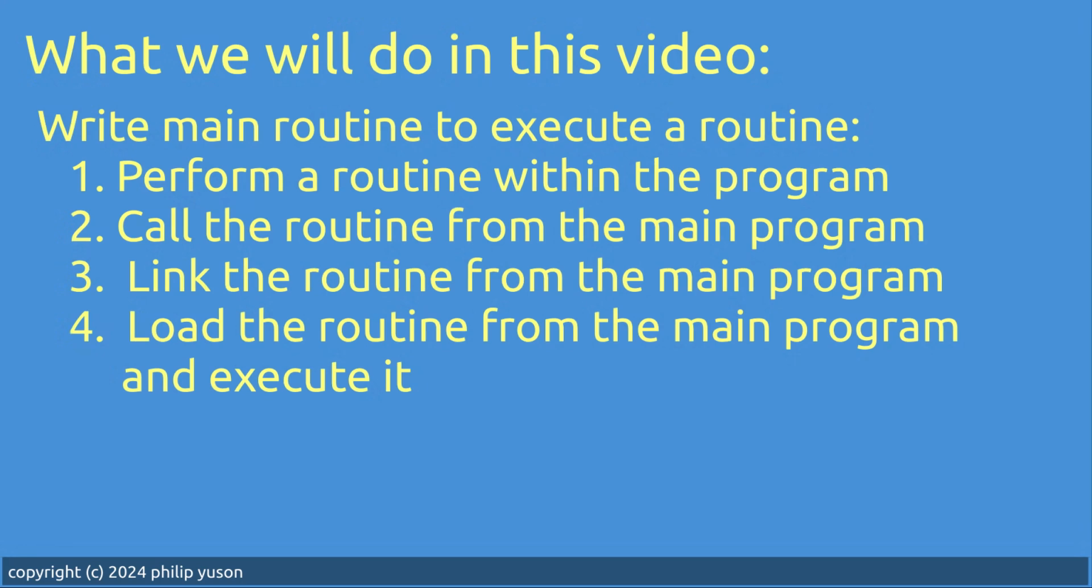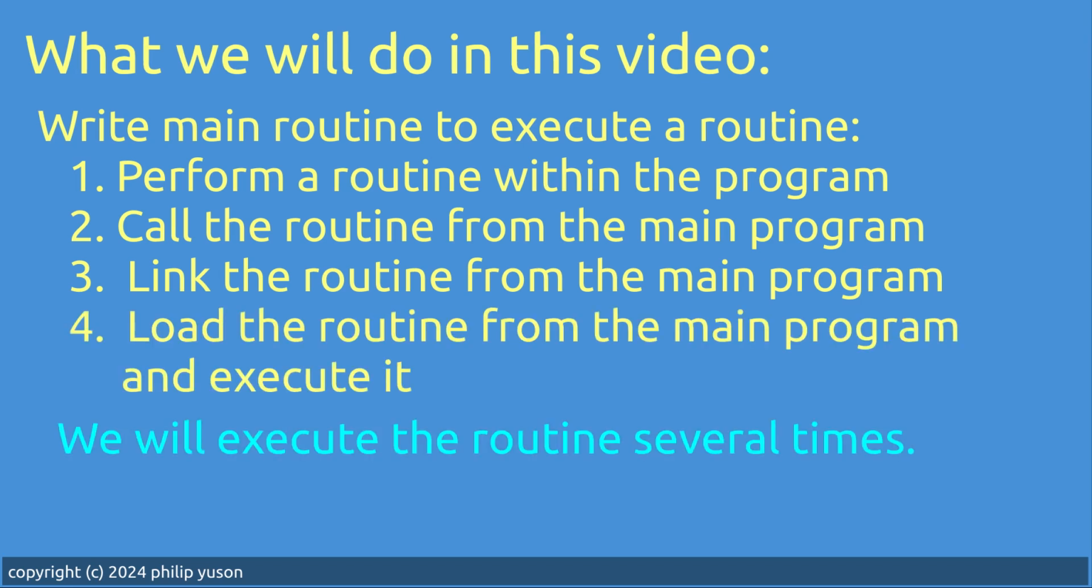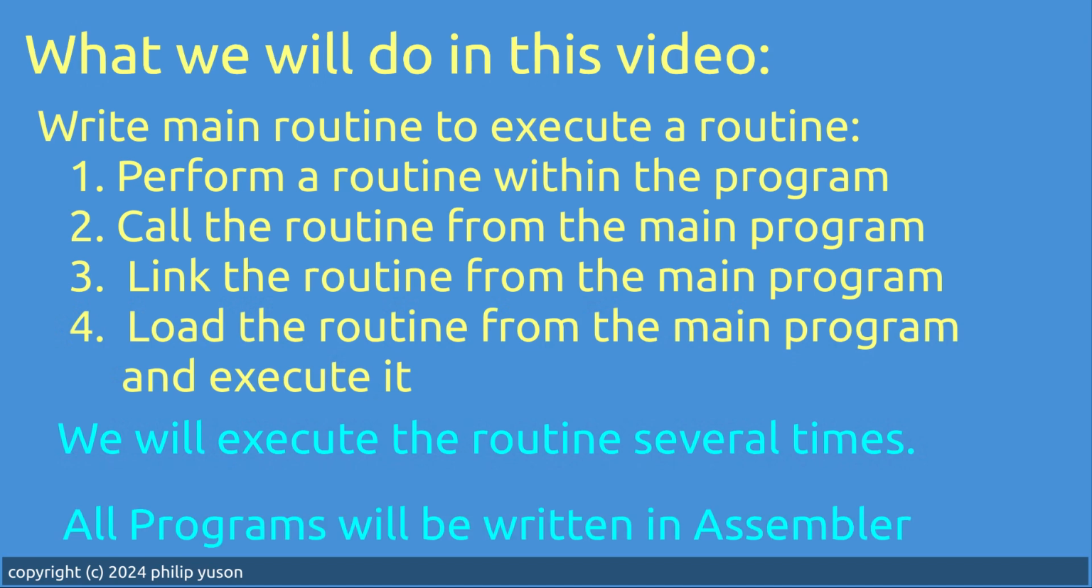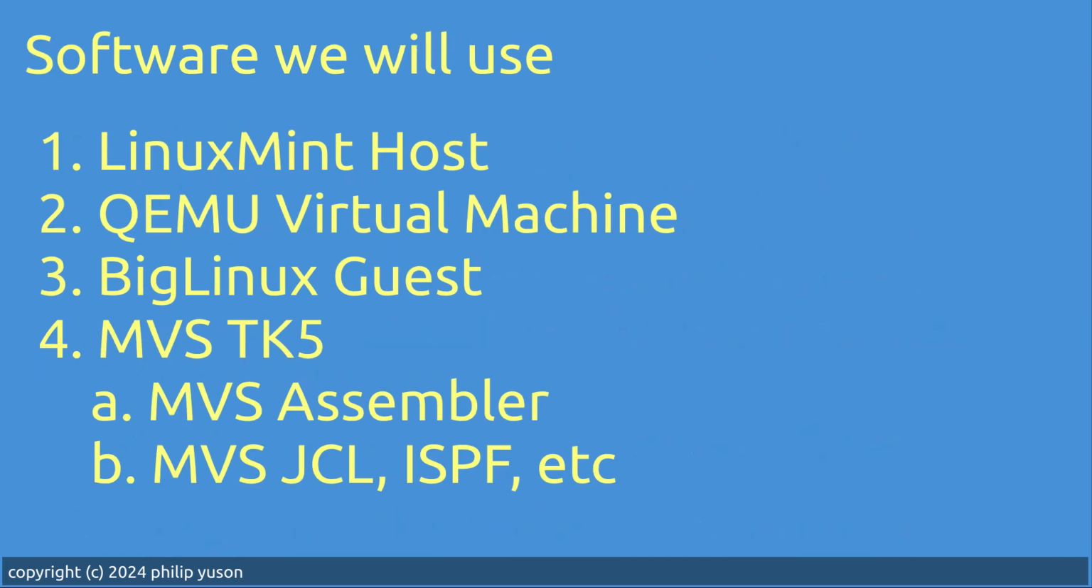And what will we do in this video? We will write a main routine to execute a routine. We'll perform that routine within the program. We will call the routine from the main program. We'll link the routine from the main program, and we will load the routine from the main program. We will execute these routines several times, and all programs will be written in assembler. Listed here are the software that we are going to use: the Linux Mint host, QEMU virtual machine, Big Linux guest, MVS Tk5, MVS assembler, and all other.